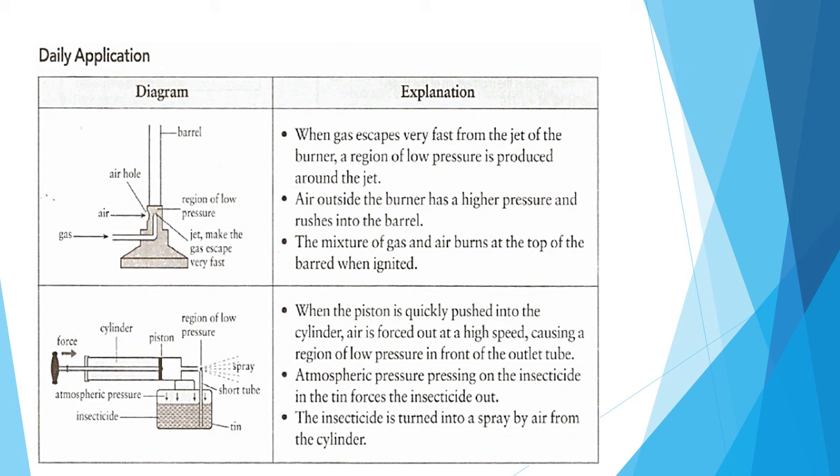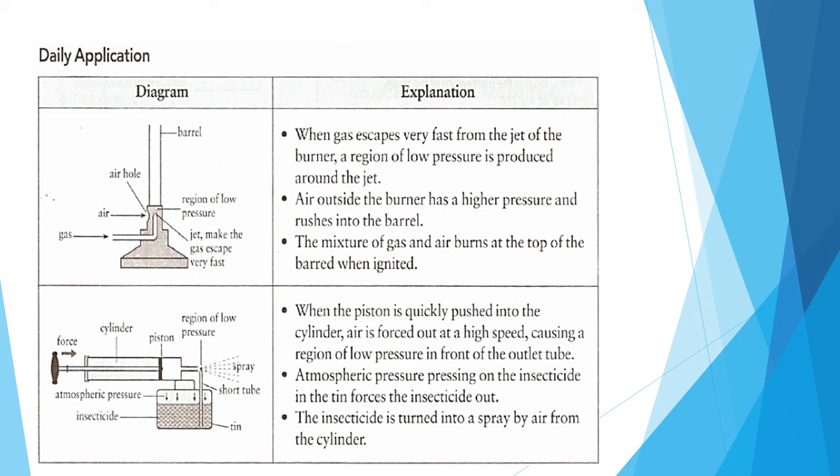Okay, last one. This is an insecticide spray. You can see the cylinder which is filled with air, and you can see the piston can move backward and frontward, right? You can see the region of low pressure spray here and the short tube. Here the short tube is inserted into the insecticide in the tin.